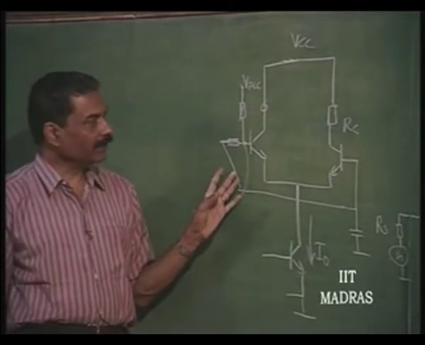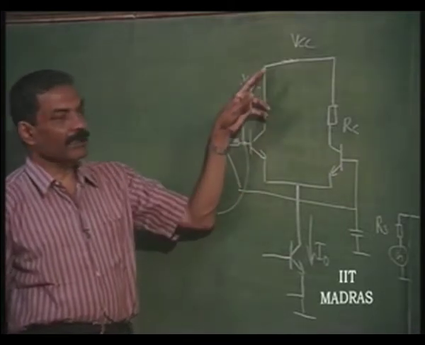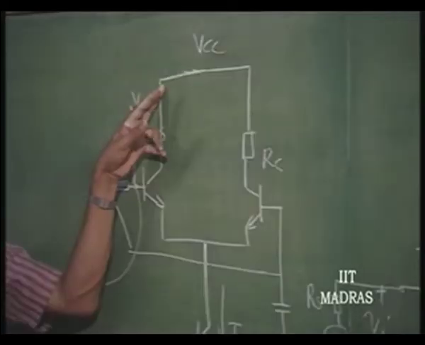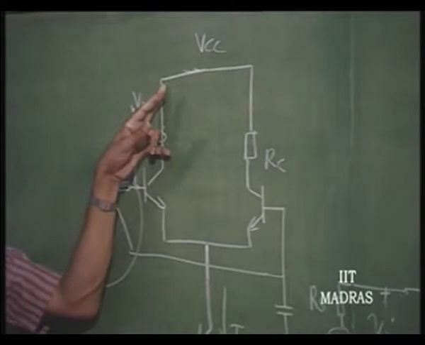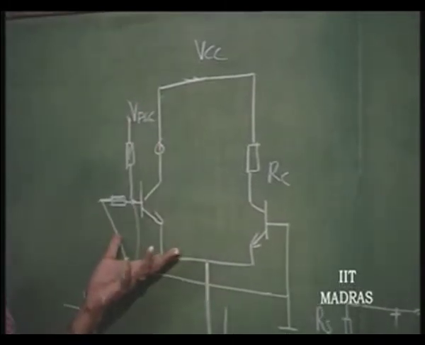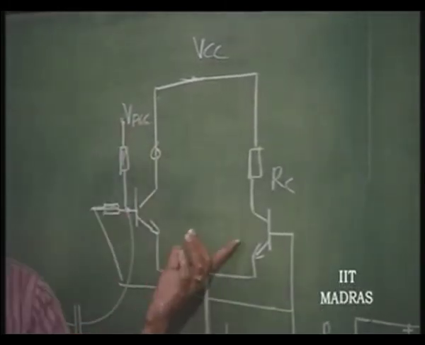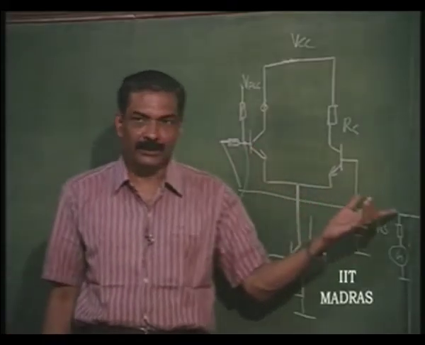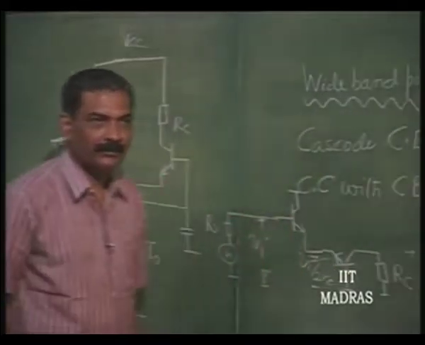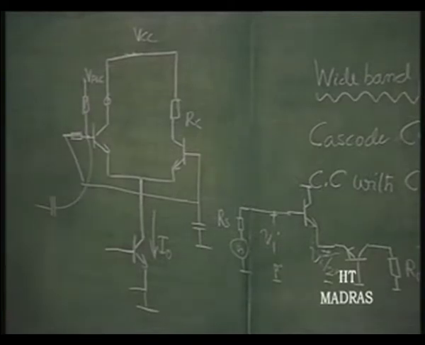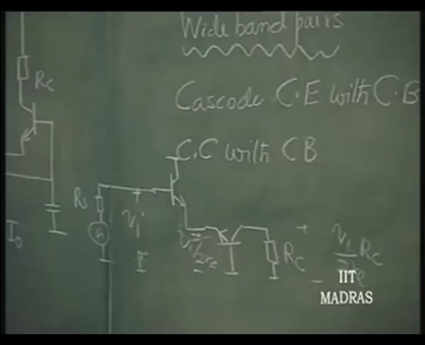Please remember, this should not be connected to Rc, then it is not common collector, it is going to be common emitter, a differential amplifier it will be. This is not a differential amplifier, this is a common collector stage with common base. So, is that point understood clearly?